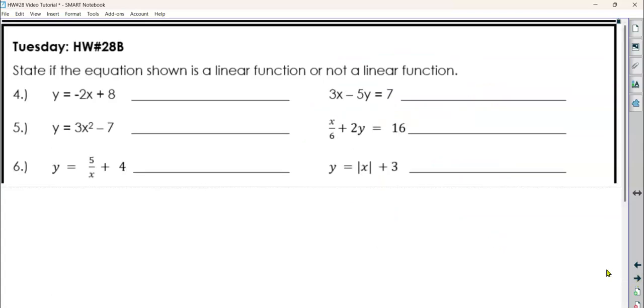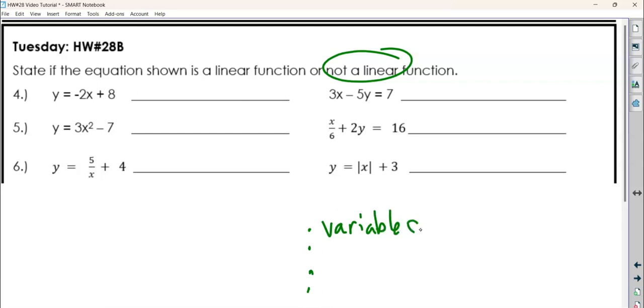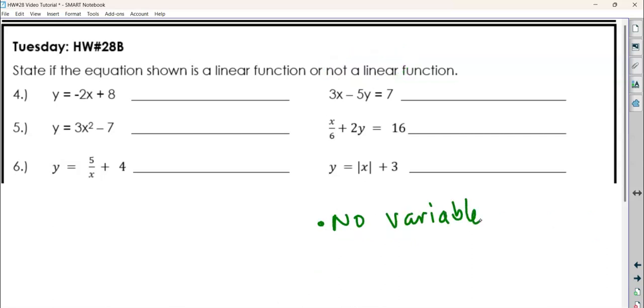Let's take a look at the Tuesday box, which asks us to identify if it is a linear or nonlinear function. To be nonlinear means that you've broken one of these 4 rules, right? The variables cannot have exponents. Numbers can have exponents, but variables cannot. So, no variables with exponents. The second rule is no variables in the denominator.